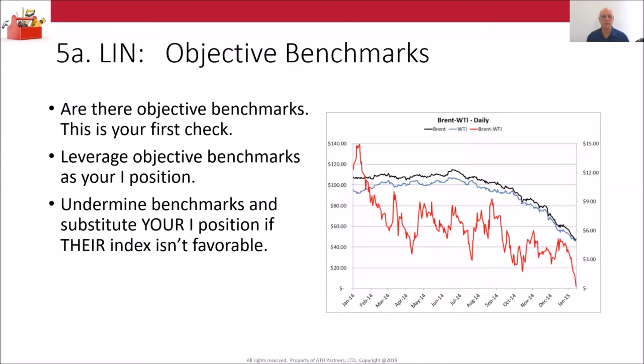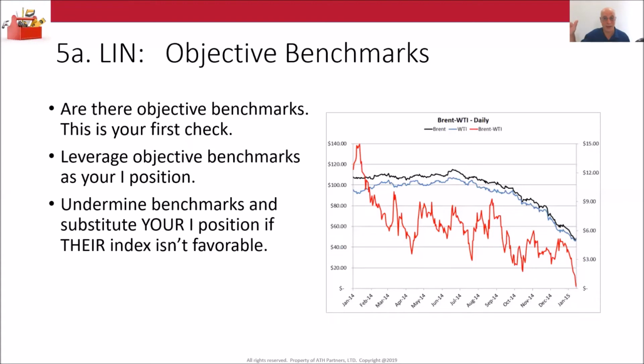So the first thing to do when you're setting off is to start scoring your Lin matrix. The first thing you do is you look to see if there are objective benchmarks that are used in the industry or used by the other side, or that you want to use. So are there any objective benchmarks? And objective benchmarks mean an index or a price level that is public, it is widely accepted, and it can be checked by everyone. This is going to provide you with your I, your intermediate, your most likely.